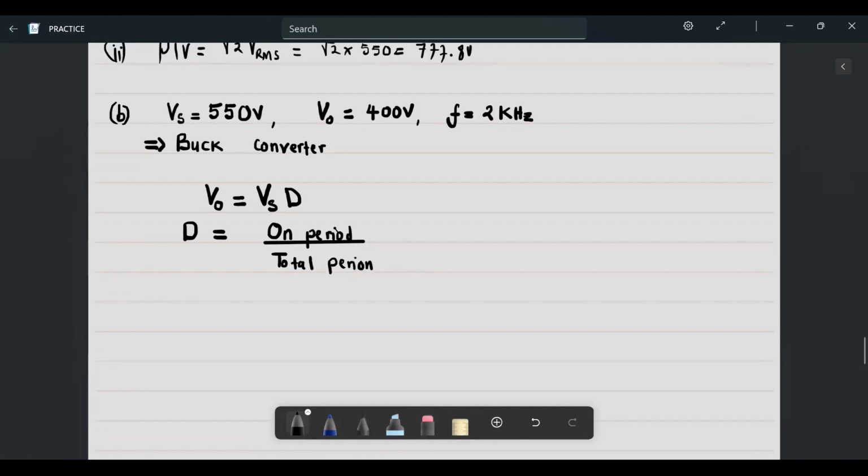So I can replace this with symbols. I can say T on divided by the total time period. The total time period consists of what? T on plus T off. And T on plus T off is simply the total time period, which is T. So this is the duty cycle definition: T on over T. That's the duty cycle definition, right?